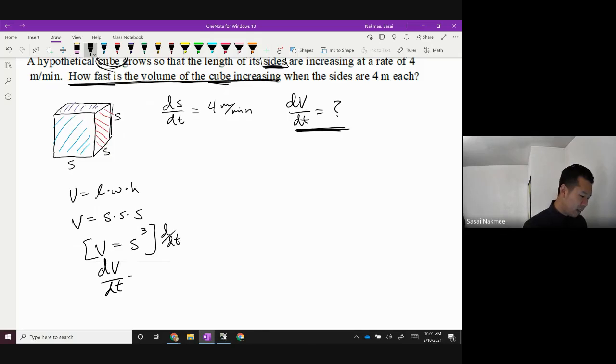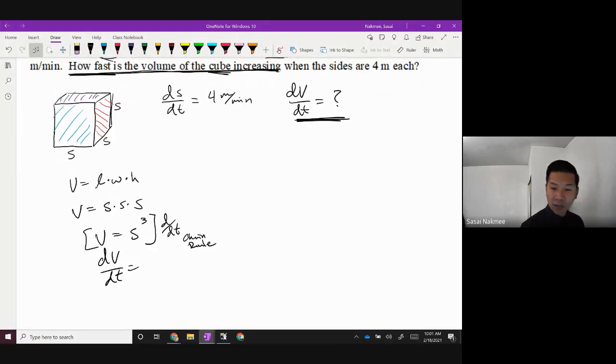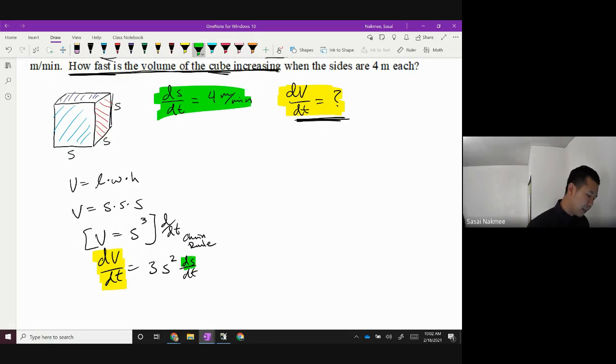And for s cubed, please don't forget the chain rule. Chain rule is important, guys. S cubed is going to give me 3s squared ds dt. So remember, our ultimate goal is to solve for dv dt, which is already by itself. I don't need to do any algebra. I just need to start plugging stuff in. I already know that ds dt is going to get plugged in here as 4 meters per minute.